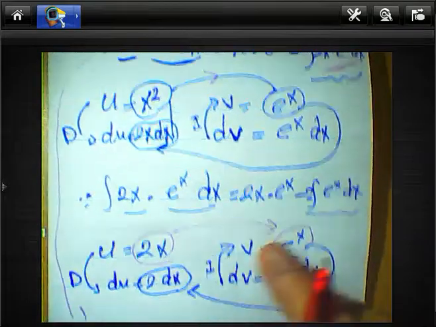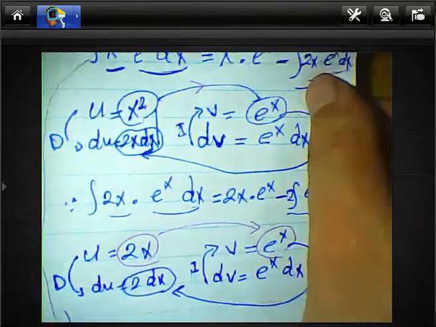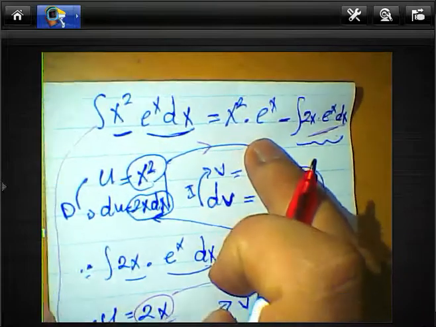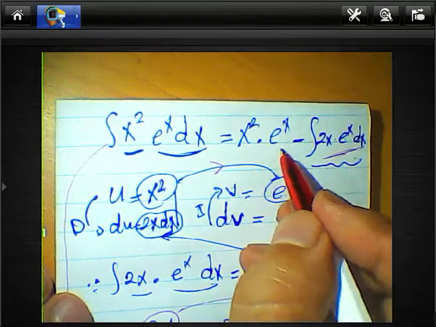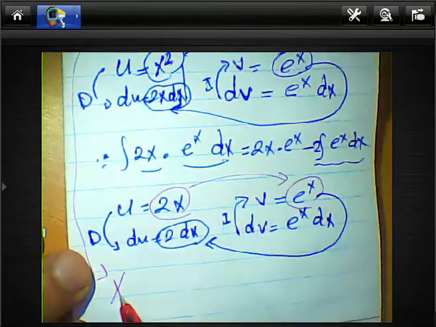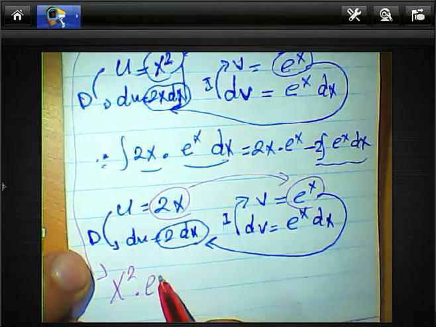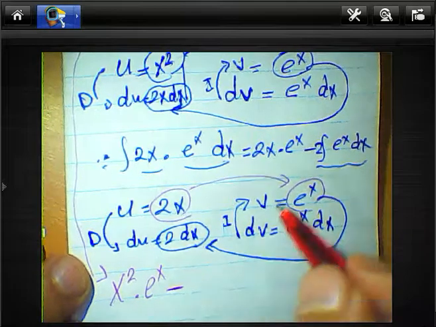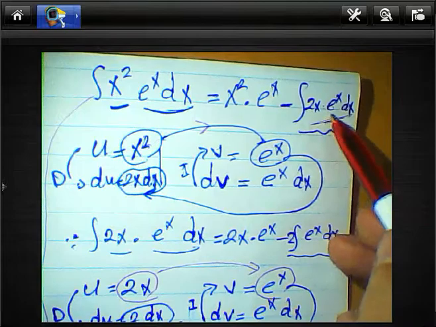We can write the result here about this function. Okay, integration of x power 2 e power x: the result is x power 2 multiply e power x, subtract the integration of this expression.